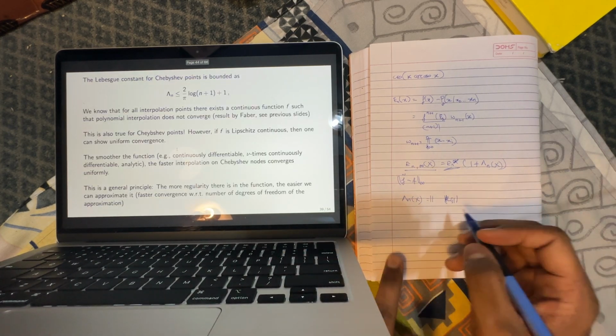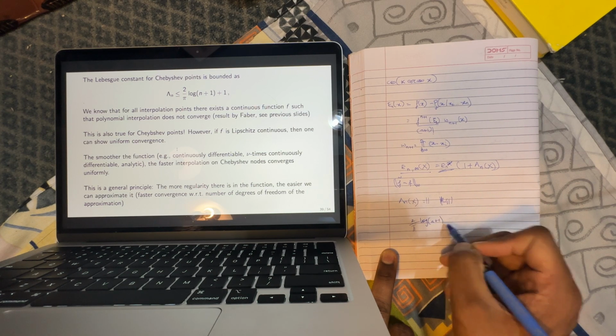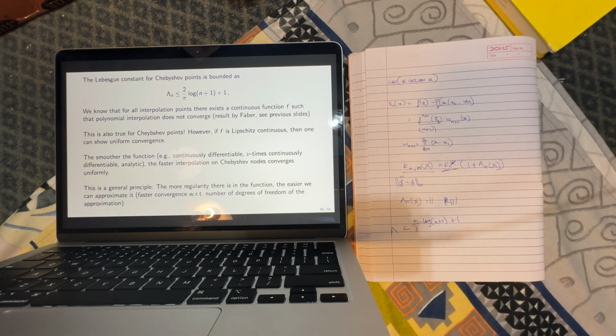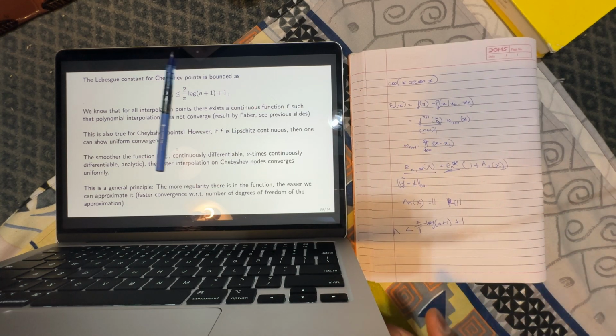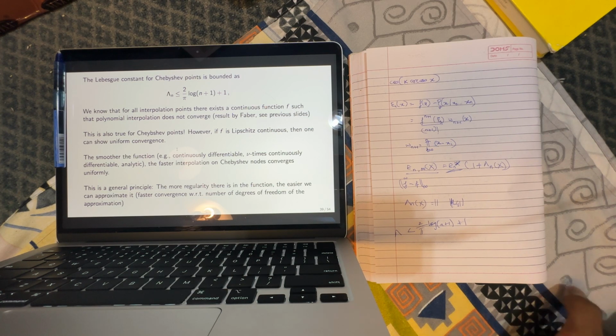And now we are going to give an upper bound: 2/pi log(n+1) plus 1. Lambda is always less than this. We know that for all interpolation points there exists a continuous function f so that polynomial interpolation does not converge. Yeah, this is also true for Chebyshev points. However, if f is Lipschitz continuous, then one can show uniform convergence.